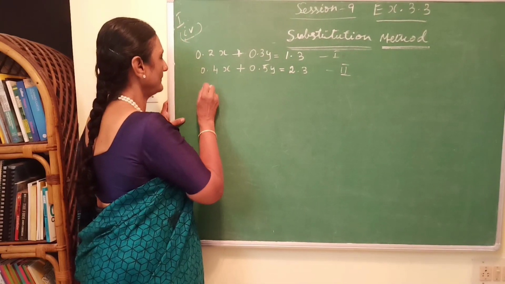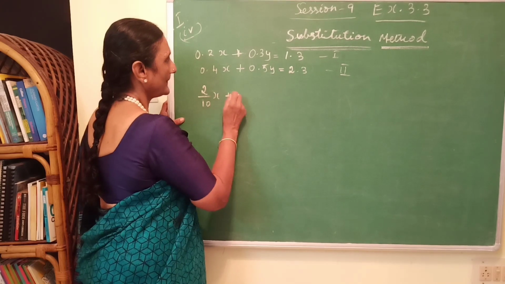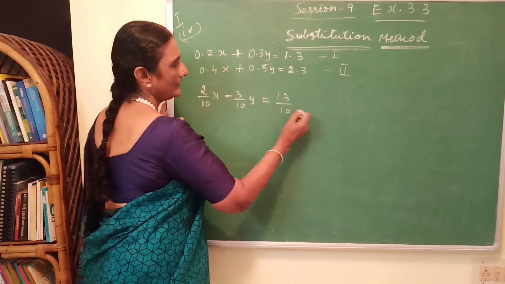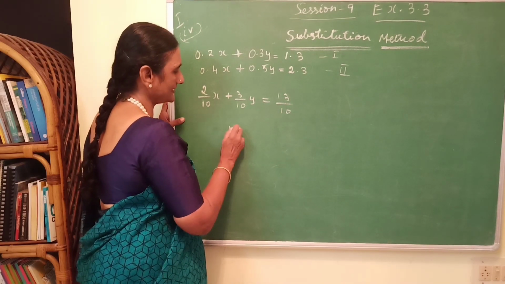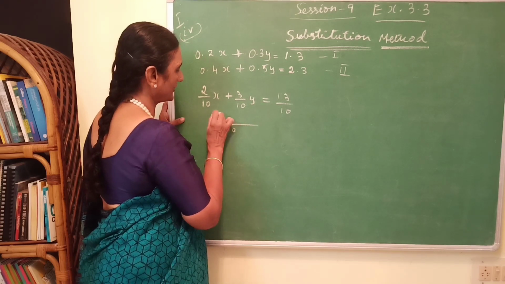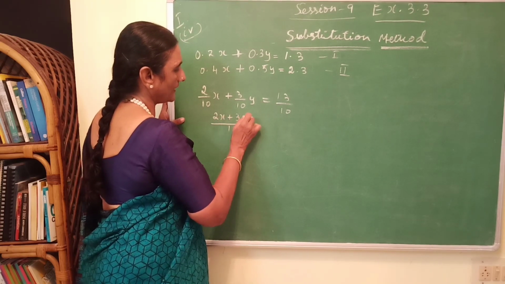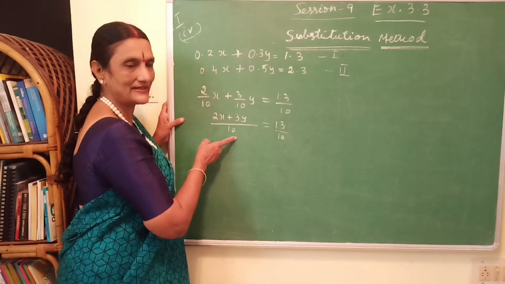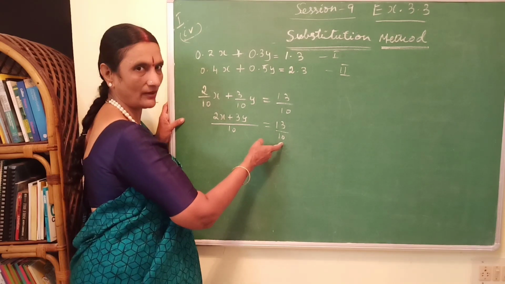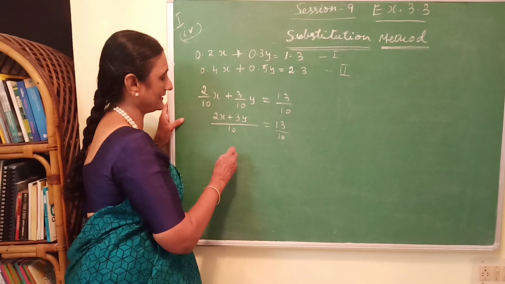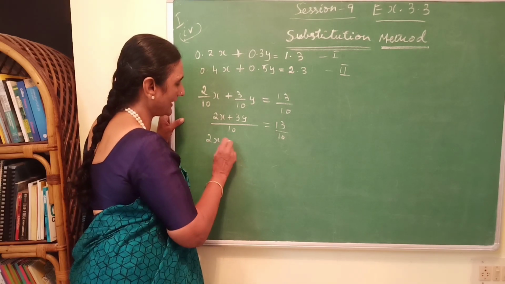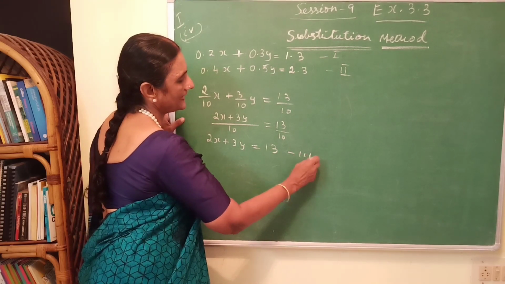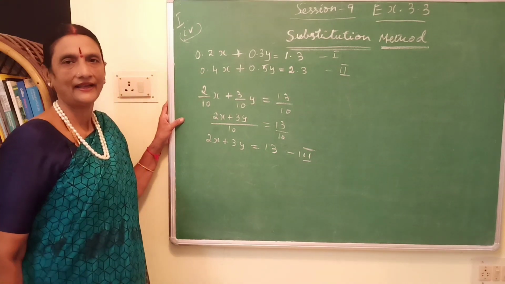So the first equation becomes 2 by 10x plus 3 by 10y is equal to 13 by 10. Now, here the common denominator is 10 because there are like fractions. So, 2x plus 3y, and on the right hand side you get 13 by 10. The 10 in the denominator for the LHS and the RHS get cancelled. So, we get the final value as 2x plus 3y is equal to 13, and that we can name as equation 3. Is that understood?